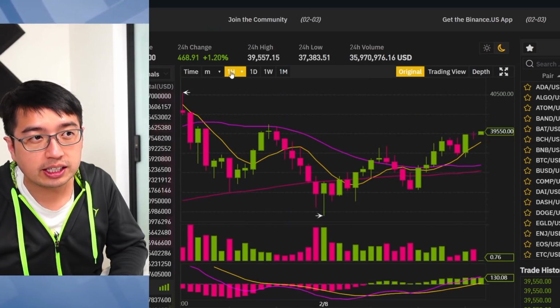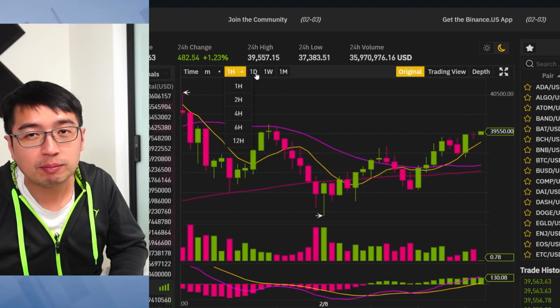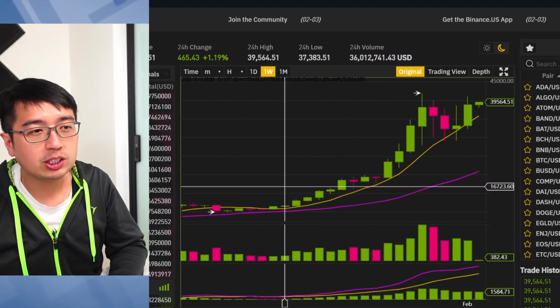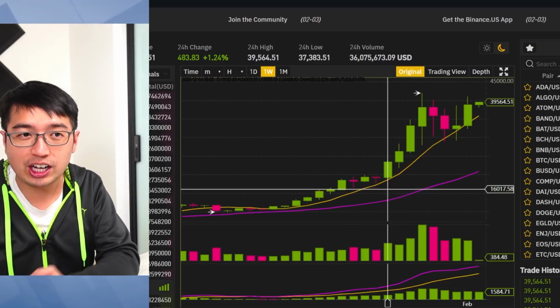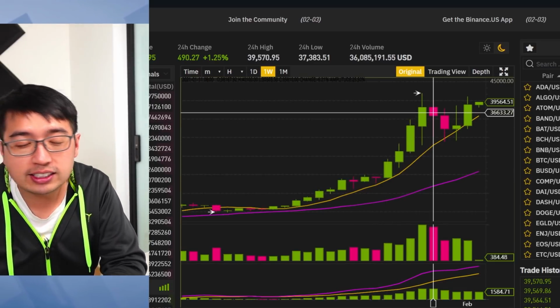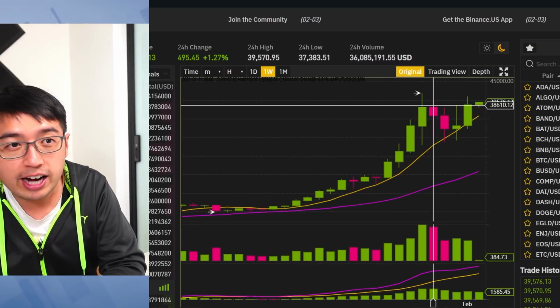These are the candles and time frames. So right now we're on 1 hour. There's 2, 4, 6, 12, 1 day, 1 week, 1 month. I'm going to select 1 day. Switching it up to 1 week, we can see that every week it's getting higher and higher. Red indicates that the candle closed at a lower price for the week and green at a higher price.